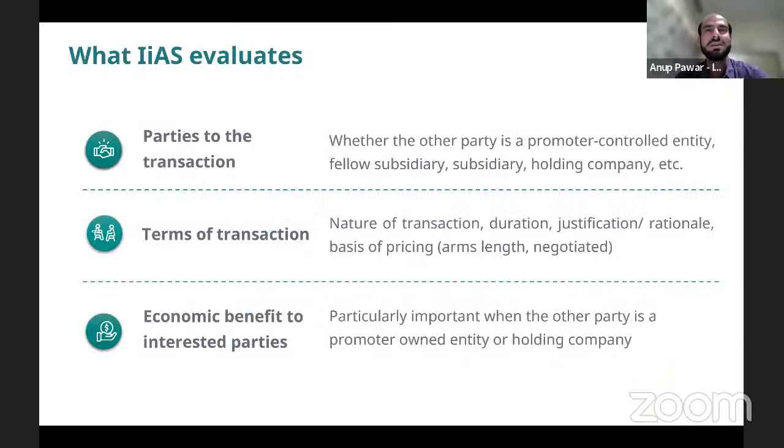Now with RPTs, while you may think they are very contentious, we look at it very practically. If we think that they are largely operational and with fellow subsidiaries, etc., we tend to be okay with related party transactions. The problem is when the transaction is with promoter controlled entities, or we've seen some instances where there are promoter entities in the same business as the core listed entity, and there are RPTs happening between these, and that becomes a point of concern for all of us, including investors.